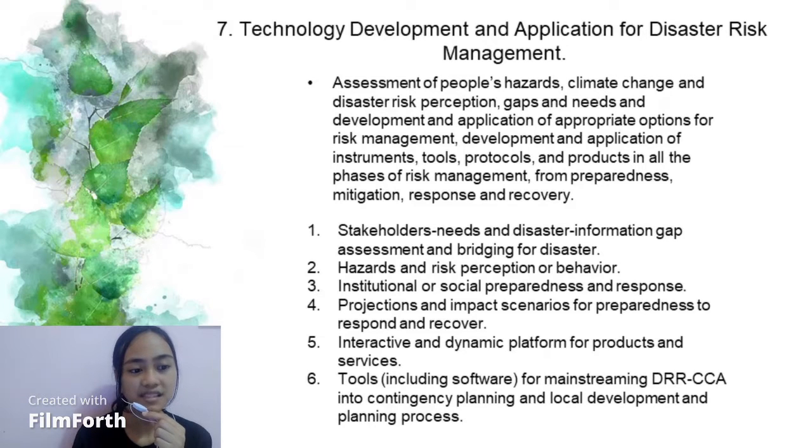First, we have stakeholders' needs and disaster information gap assessment and bridging for disaster. The stakeholders are responsible for assessing what is needed before, during, and after a disaster. It is also their responsibility to fill in the missing information in order for people to know what to do in a disaster. Thus, they are also bridging the gap in order to make a difference and reduce possible risk to residential communities. Now, who are the stakeholders? So we have the media, government, NGOs, donors, community and citizens, regional cooperation, private sector, and lastly, the academia.